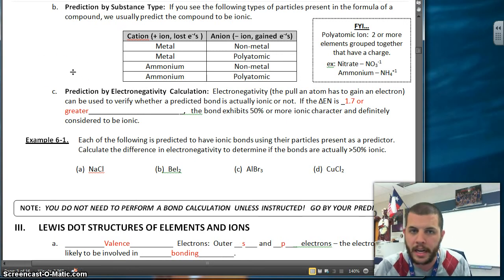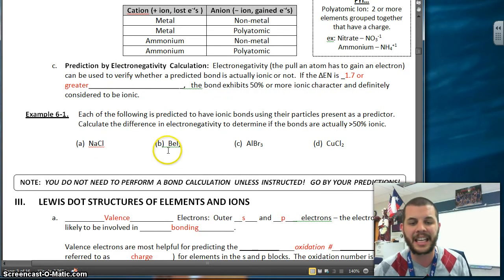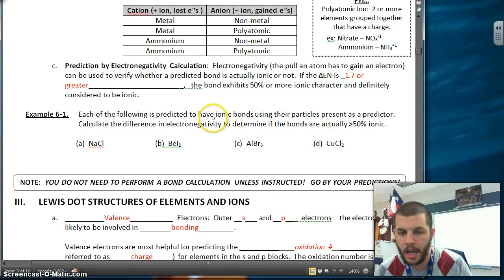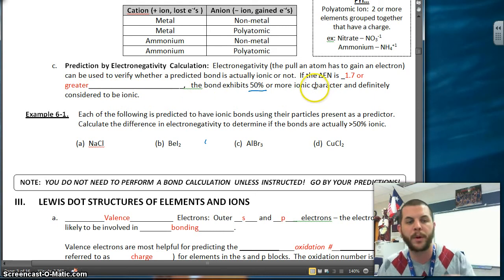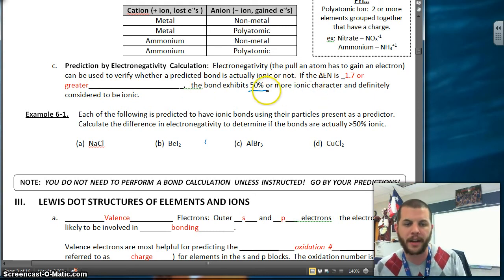Now, the real way that you would tell if you have an ionic compound or not is based on what's called an electronegativity calculation. We are going to calculate what we call the delta EN. Delta means change, EN means electronegativity. So if I have a delta EN of 1.7 or greater, then that means that the bond exhibits 50% or more ionic character, and we would definitely consider that compound to be ionic.